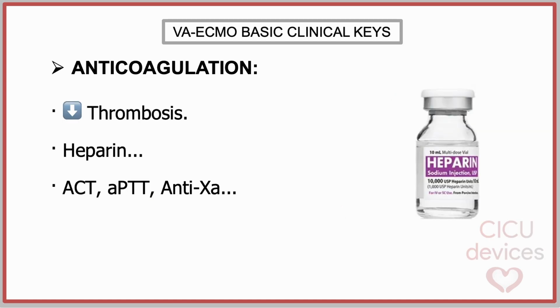Anticoagulation is required in most patients on ECMO to reduce the risk of thrombosis within the circuit and oxygenator. Unfractionated heparin remains the most commonly used anticoagulant for this purpose. Monitoring strategies vary among institutions and may include activated clotting time, activated partial thromboplastin time, anti-factor X activity, or viscoelastic testing.